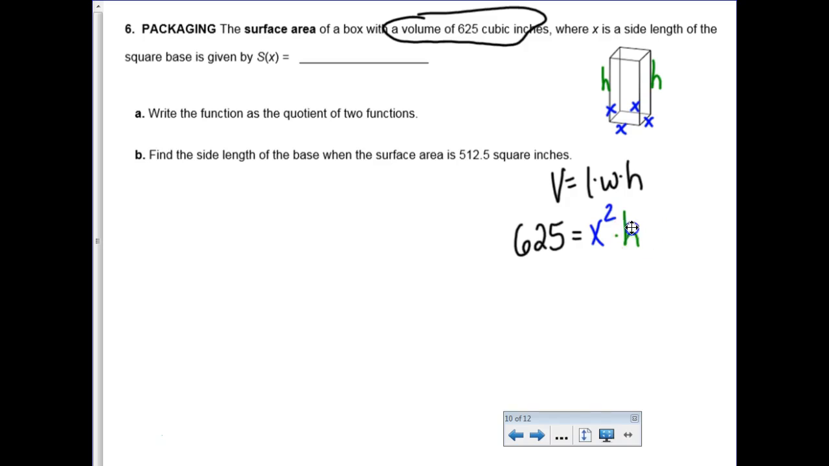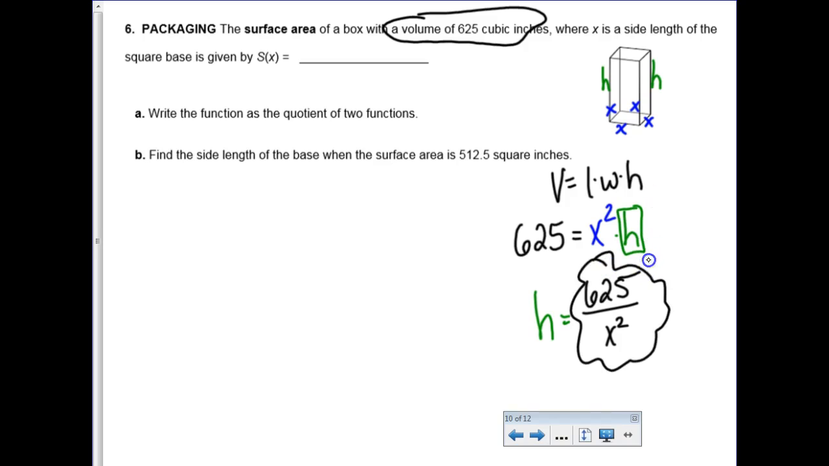Do me a favor and solve for h. So you just divide the x squared over. So h is 625 over x squared. So you might ask yourself, why did she make me do that? A little thing called substitution, guys. We're not going to use h for height anymore, we're going to use 625 over x squared for height.